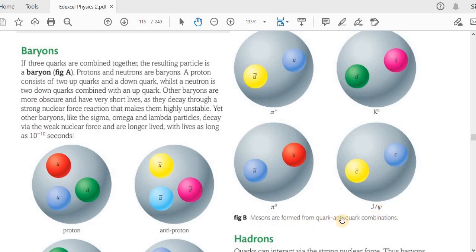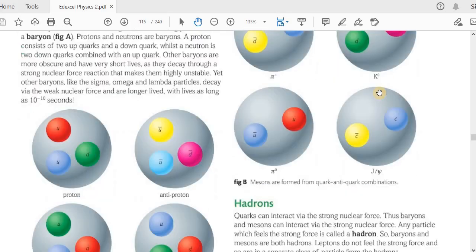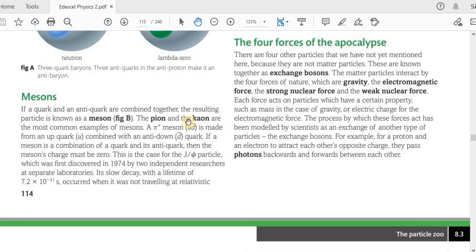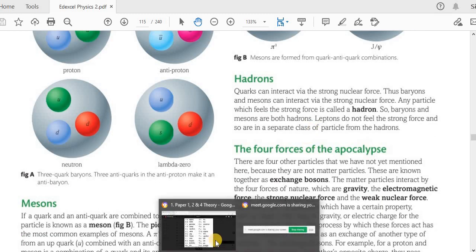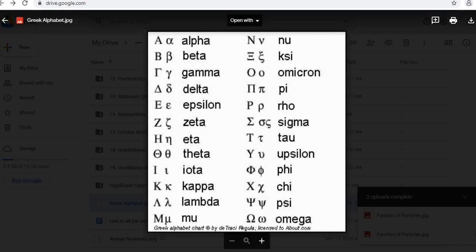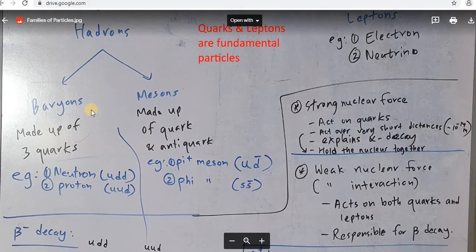Mesons are formed from a quark and antiquark combination. You can see quark and antiquark here, the quark and its antiquark, and here also the quark and its antiquark. The kaon and the pion are also mesons. Now, I told you what hadrons are; we went through the table earlier. By the way, this is the Greek alphabet. It's better if you know these, both capital and small letters, because we use a lot of Greek letters especially in particle physics. That's why I have shared this with you. Hadrons consist of baryons and mesons.